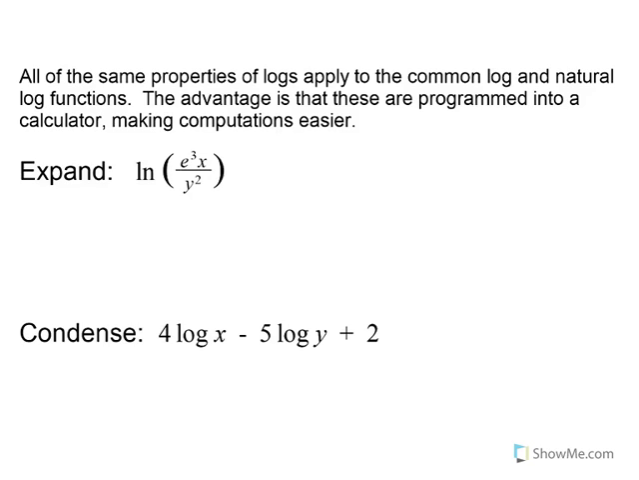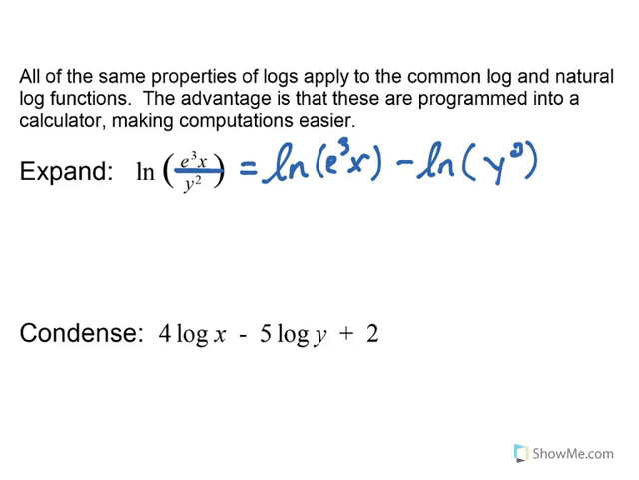On the expand problem, we're going to have natural log the whole time, and we're just going to write natural log throughout. We're never going to write log base e. So the first thing we're going to do is write that this is the natural log of, and because there's division right here, I can separate this into the natural log of one thing minus the natural log of another. The numerator goes in the first set of parentheses, so e cubed x, and then the denominator goes second, y squared.